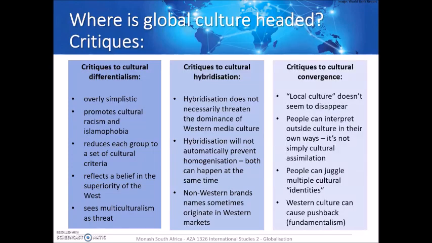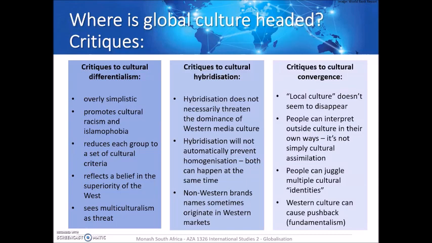And then the third one, the cultural convergence theory, is criticized because local culture has not really disappeared over time. I think one can argue that as well. There are cases of cultures that have disappeared, I would personally think. But a critique is also that people have more agency than cultural convergence assumes. People are actually able to interpret outside culture in their own way and to decide what to assimilate and what not; it's not simply an imposition.